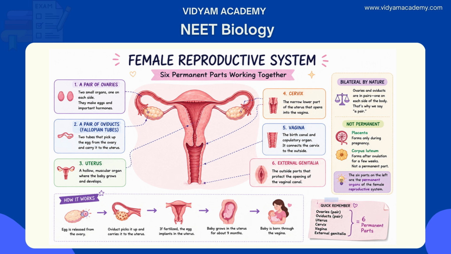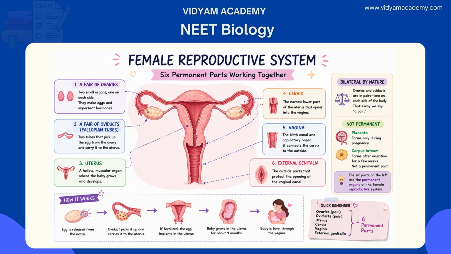The female reproductive system consists of 6 permanent components. A pair of ovaries, which produces eggs and hormones. A pair of oviducts, the fallopian tubes, which carry the egg to the uterus. The uterus, where the baby develops. The cervix, the narrow lower opening of the uterus. The vagina, the birth canal and the copulatory organ.